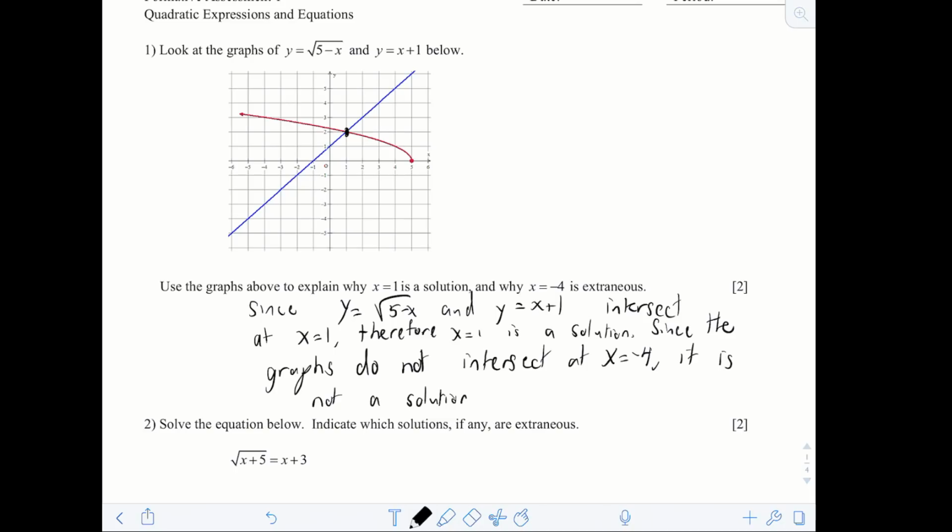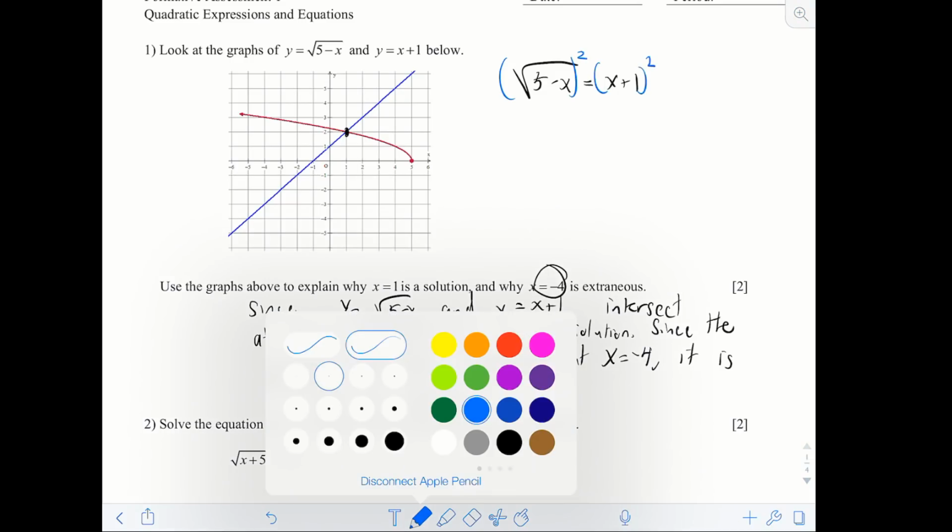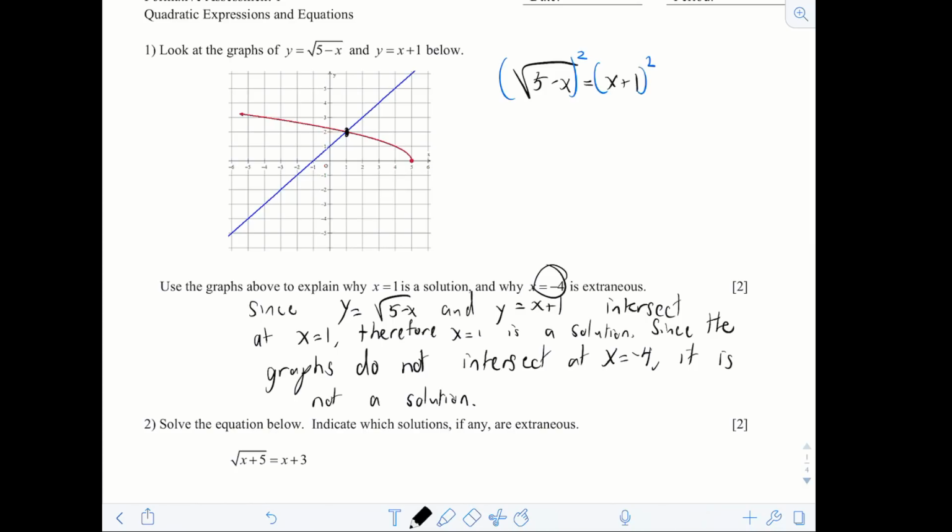Now, some of you might be wondering why they are even talking about x equals negative 4. If you actually try to solve this, we would say the square root of 5 minus x is equal to x plus 1. To solve this equation algebraically, we would square both sides.